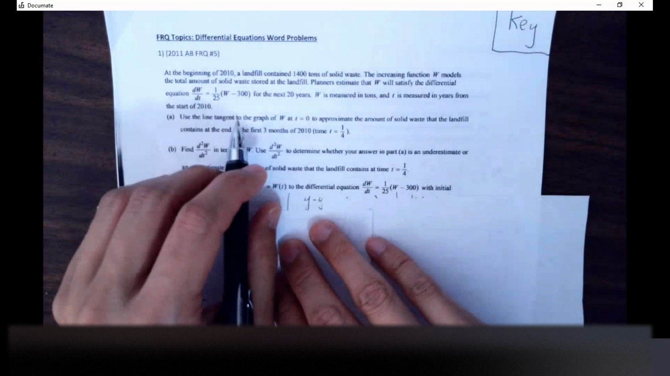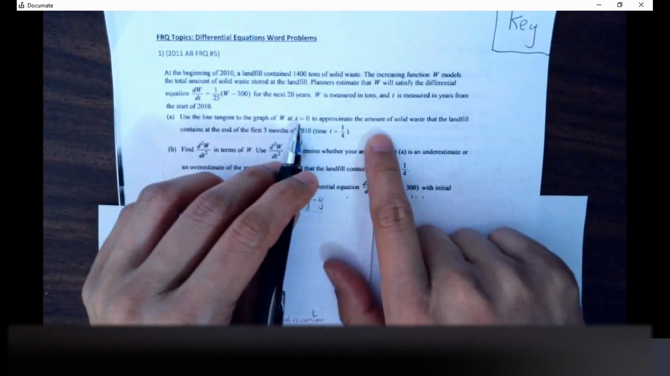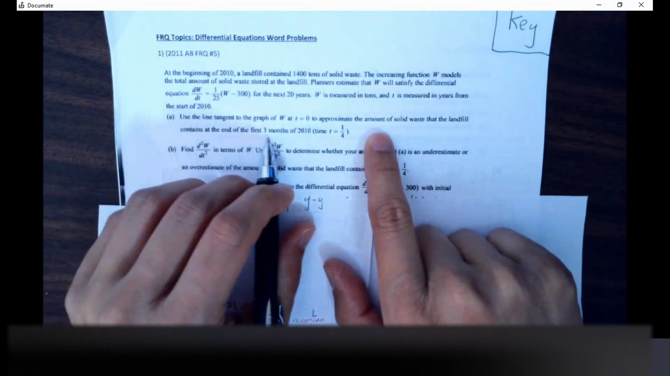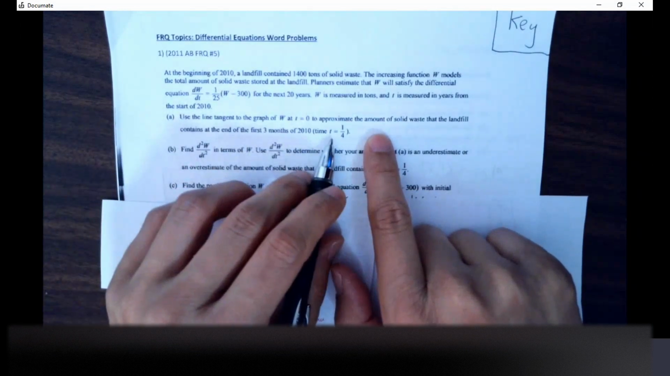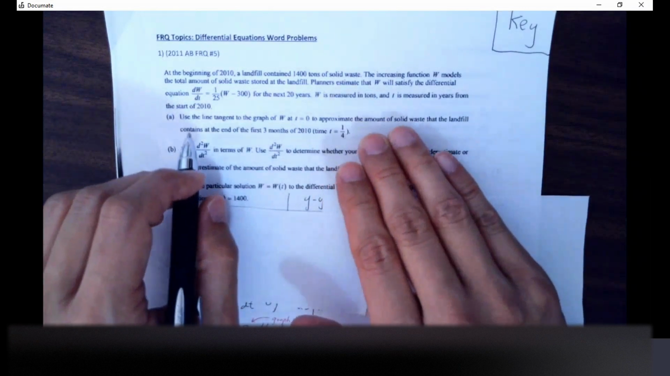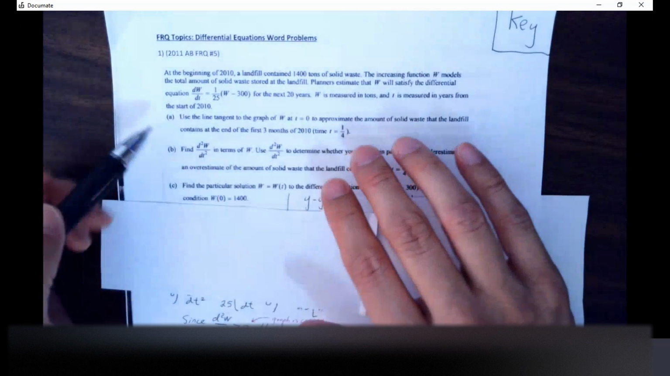Okay, so part A says use a line tangent to the graph of W at t equals 0 to approximate the amount of solid waste that the landfill contains at the end of 3 months, which is t equals 1/4. So this is a linear approximation problem, but first we have to get to our tangent line. To get the tangent line, we need to find an ordered pair and we need to find the slope.